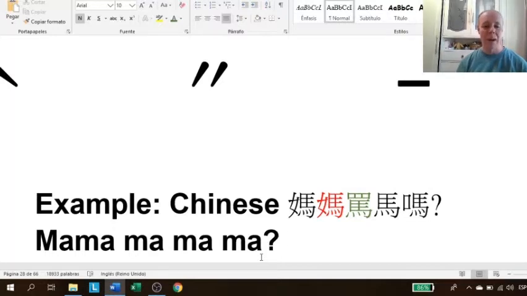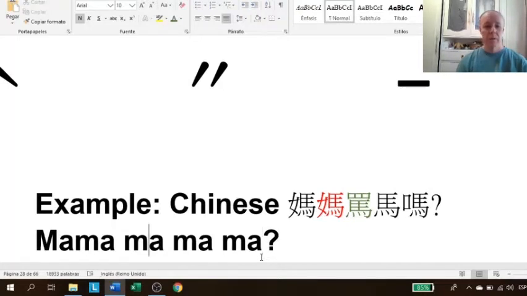It says mama, ma, ma, ma. All of them. The problem is that each of these characters represent different tones. And by tones, they distinguish the words. Okay? All the words sound the same. The first word, mama, means mother. The second word, ma, means horse. The third word means to scold, to tell of something. And the last one is a question mark.